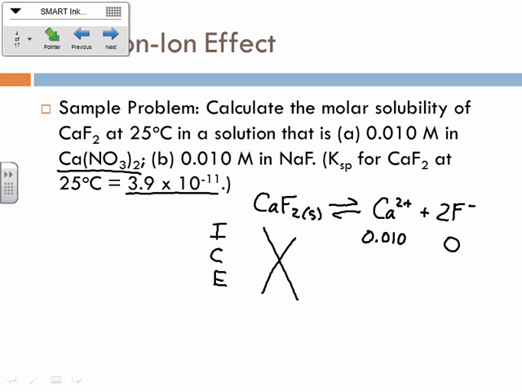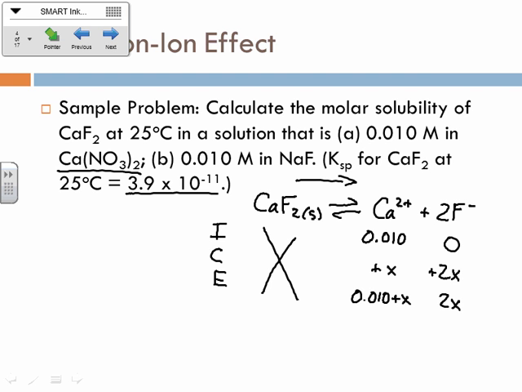So then we still have, because there's none of the F minus, the equilibrium has to go this way, right? So this is going to be plus X. Here's where you have to be careful again. We haven't had to worry about this for a while. This is plus 2X, because remember, in the change row here, you have to pay attention to the stoichiometry. So this is going to be 0.010 plus X, and this is going to be 2X.